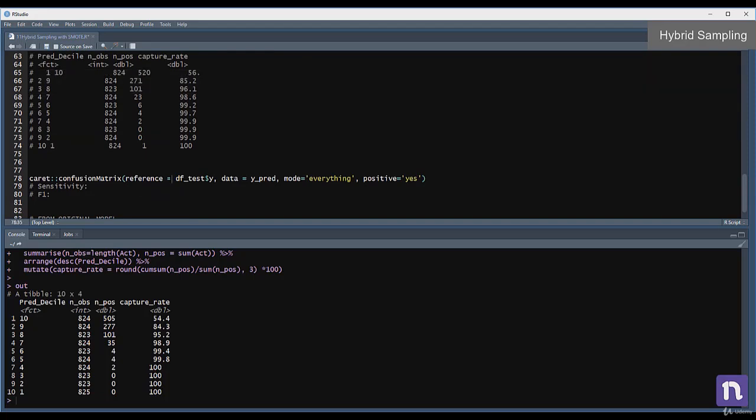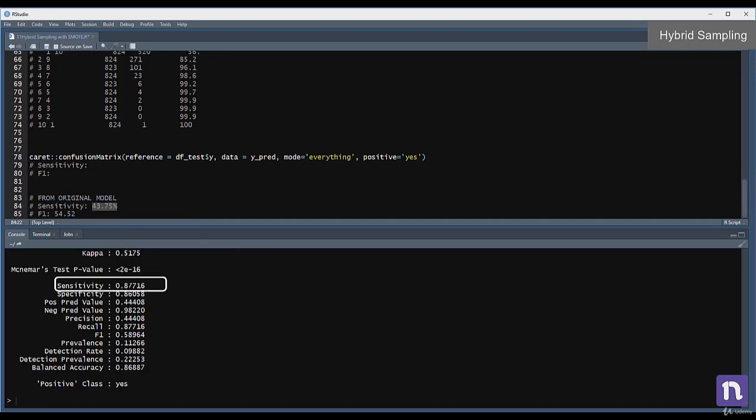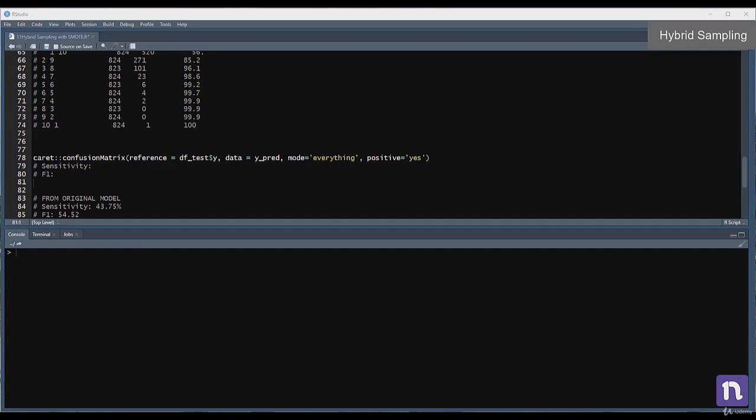Let's look at the sensitivity as well. Sensitivity has gone up from 43.75 to 87.71%, which is a major move. The F1 score has also improved. So that means this model is able to correctly classify the responders and non-responders. It is doing well in that sense. However, in terms of the capture rates, the original model is still outperforming. Now, can you imagine why this could happen?